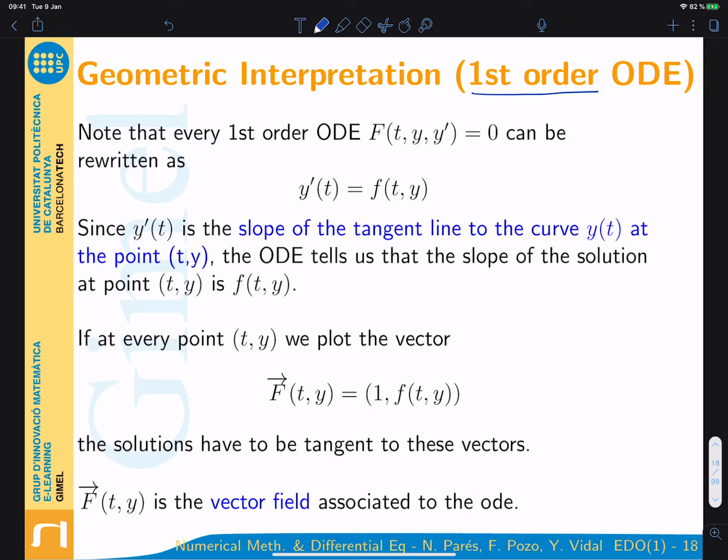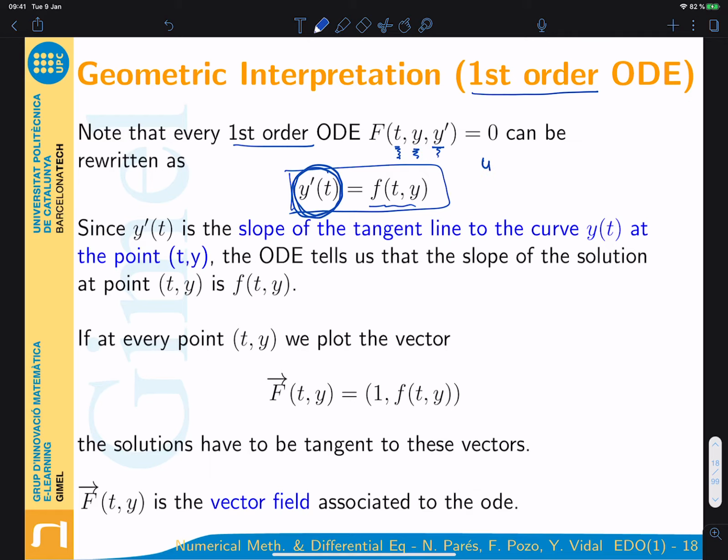So the first thing is to write down first order ODEs in a specific way, which is this way we can see here. Whenever I have a first order ODE, I will have an expression that depends on the unknown, the independent variable, and the first derivative, because it's a first order ODE. The first thing I need to do with that equation is to rewrite it in this way. So this means that y'(t) must be isolated in the left-hand side of the equation, and everything else will be written in the right-hand side.